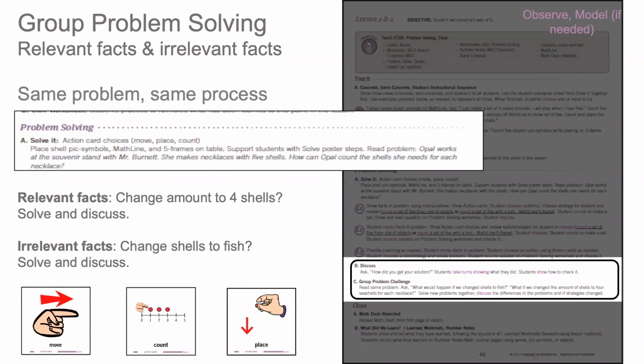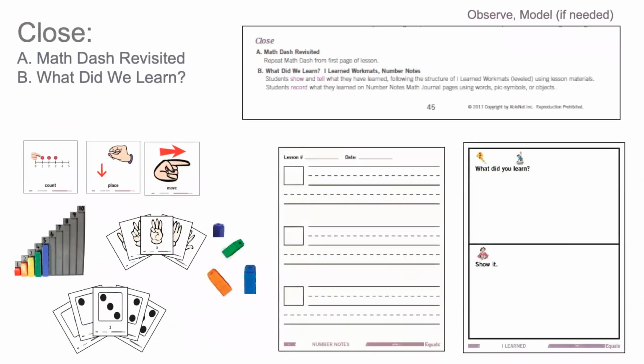We can discuss an irrelevant fact. Well, what would happen if we change shells to fish? Does that change the amount at all? Does that change our solution? Nope, it just changes what we were counting. We're still counting a set of 5. Give students time to think about and explore these questions and then provide those materials to support their discussion.